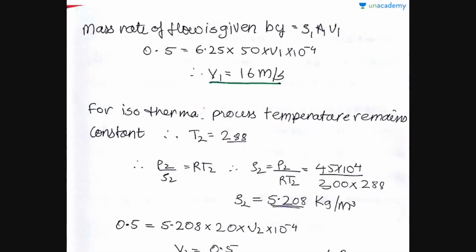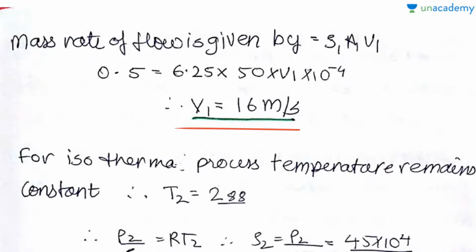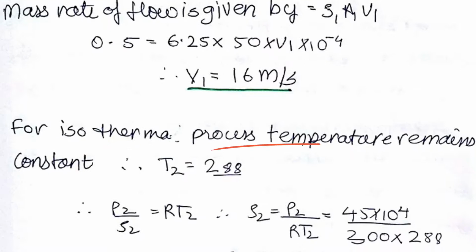So after we substitute these two values, we can easily find the value of the velocity at section 1, which is equal to 16. Now since this is an isothermal process, the temperature will remain constant throughout. So therefore, the temperature at section 2 will also be equal to 288.